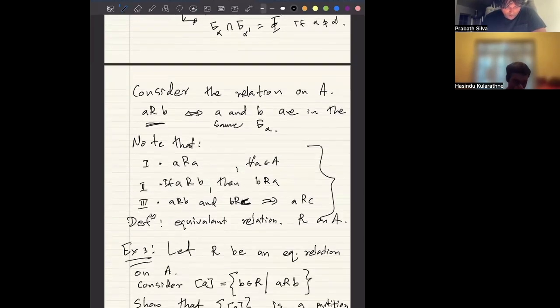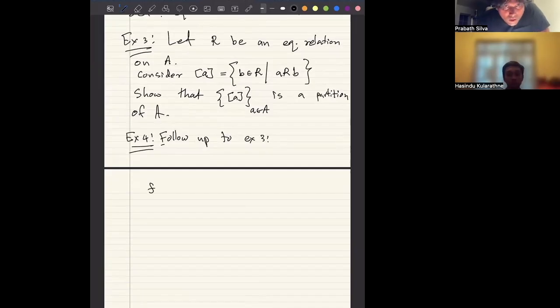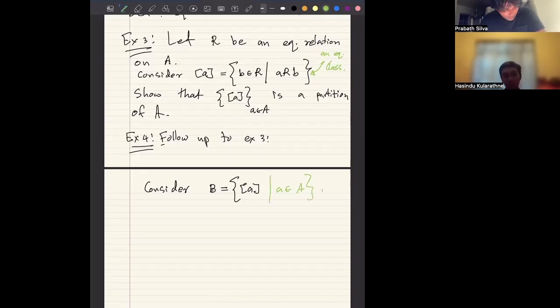We consider this map F. So we consider the set B, which is the set of equivalence classes. This thing is called an equivalence class. We consider this set B, a set of equivalence classes, and then you have the quotient map. We call it pi, going from A to set B.